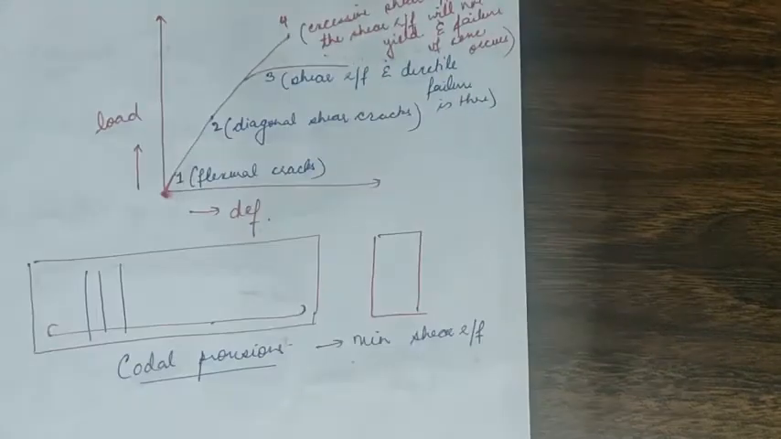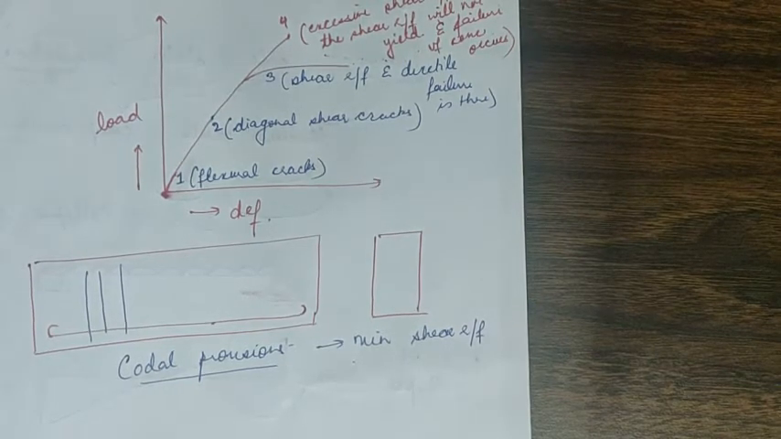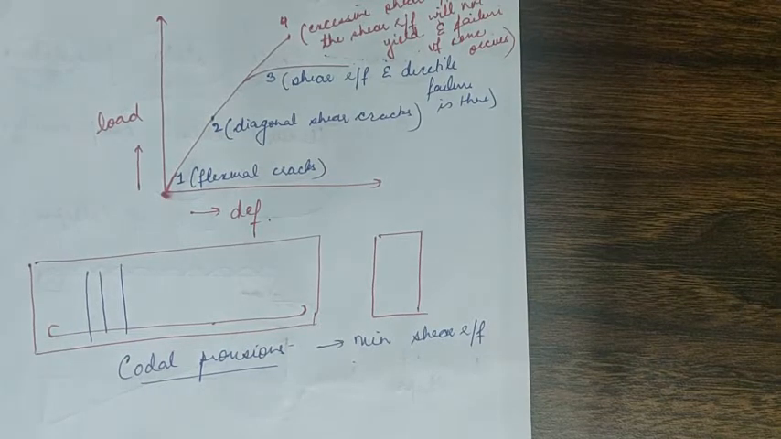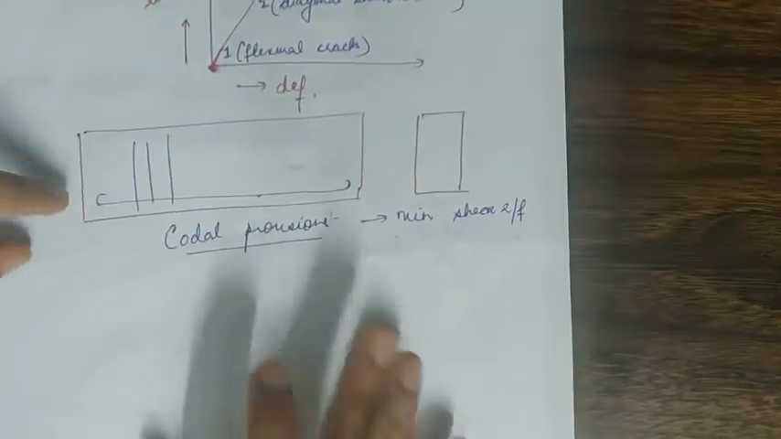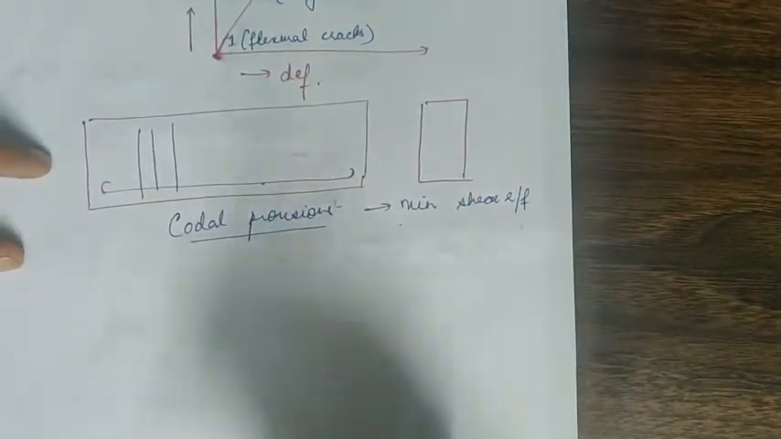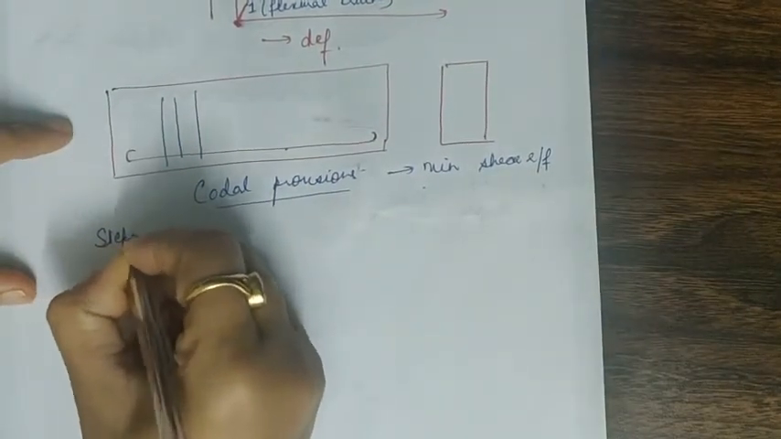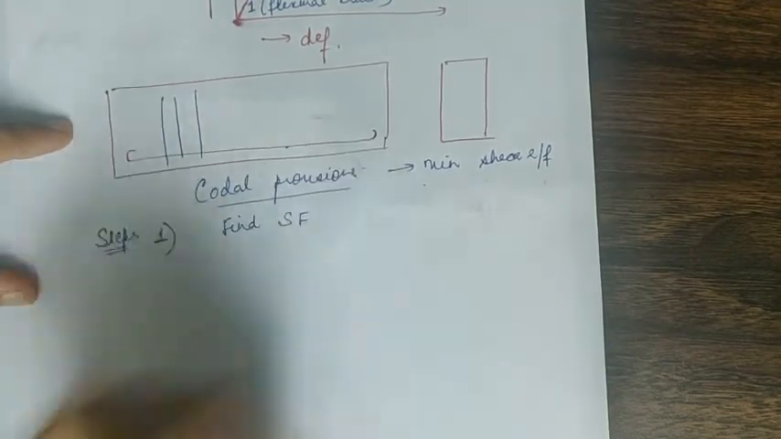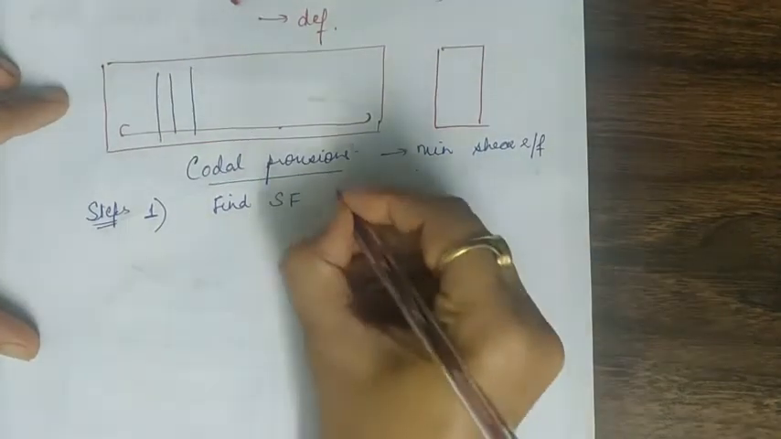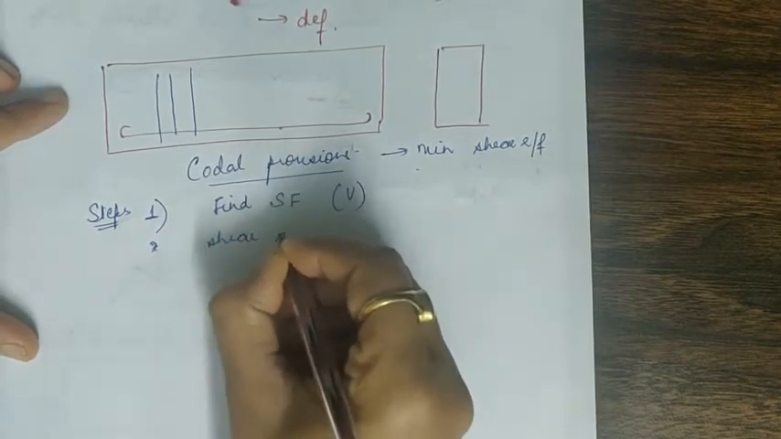Before I actually go into the design, I will simply talk about the main clauses related to shear, the codal provisions. So what are the basic steps? If I want to find out how much shear reinforcement is required, what are the steps? Step 1 will be, you will have to find out the shear force that the beam is to resist. Once you find out the shear force, you find out the shear stress.